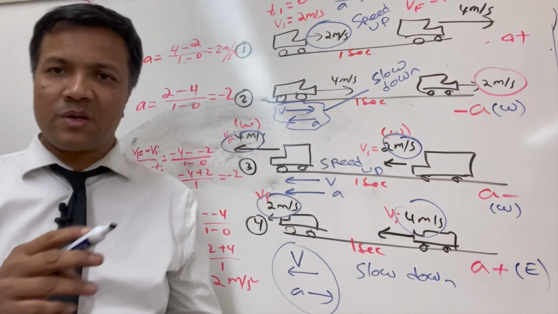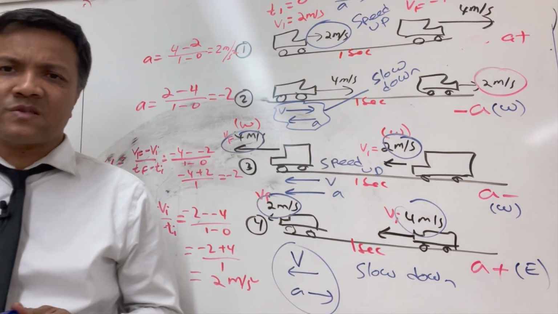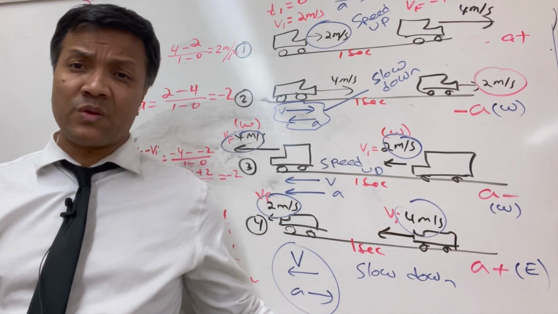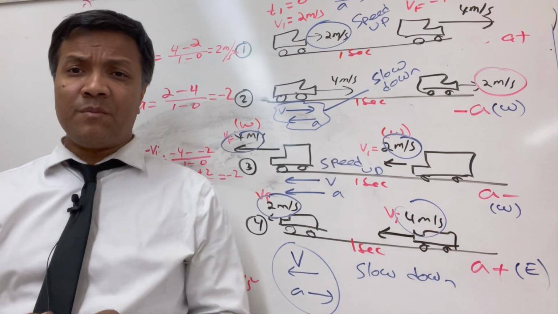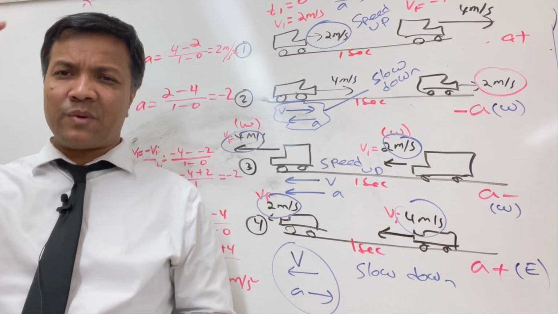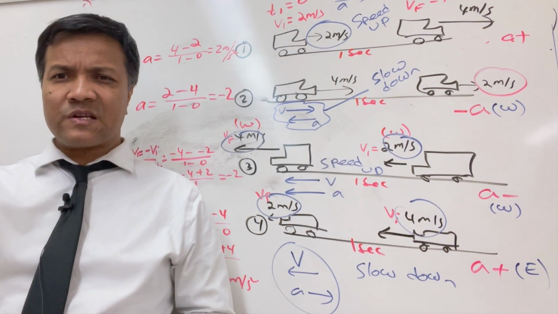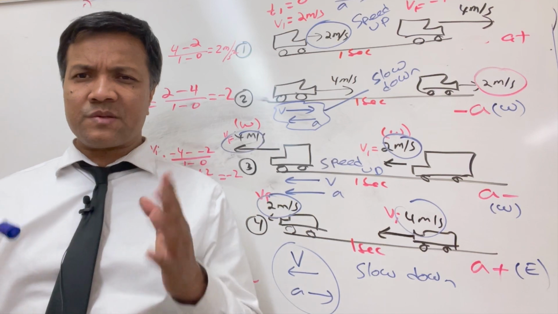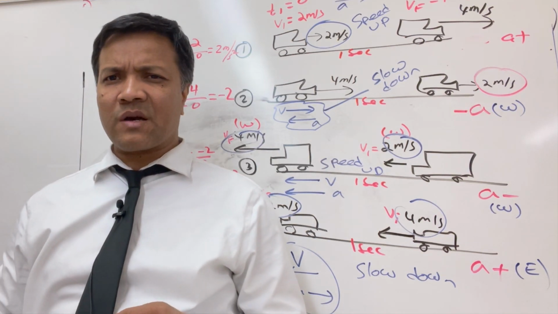The last, I want to talk about two things. One is, if velocity is 0, does acceleration have to be 0? No. For example, if I throw this marker in the air, velocity at the top is 0, but acceleration is not. Acceleration at the top is negative 9.8 meters per second squared, but that's vertical motion. We have not talked about it.